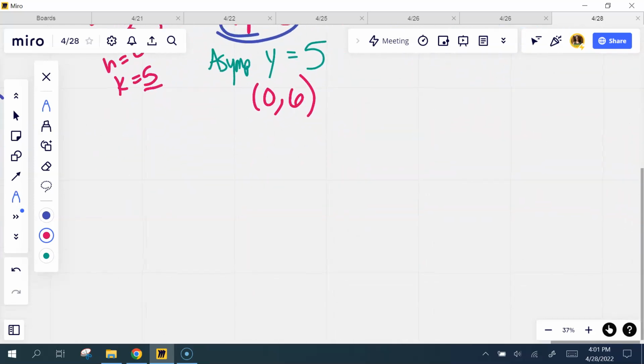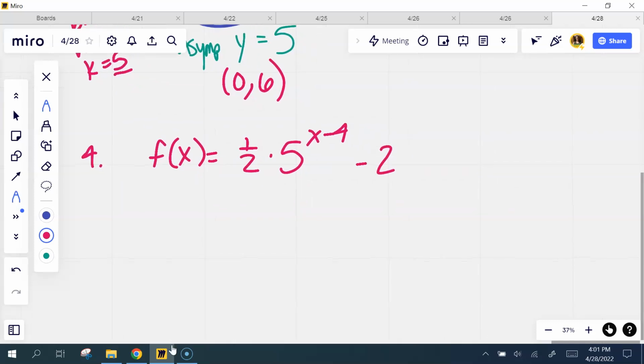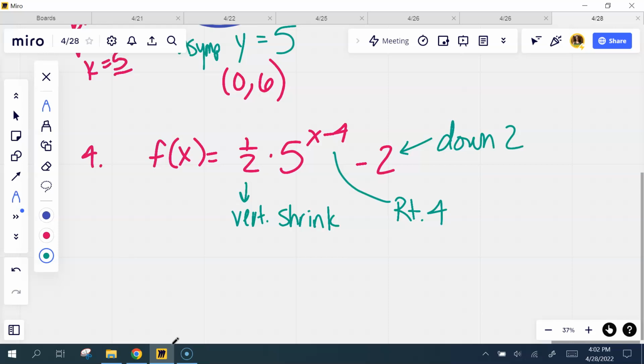I'll do number 4 and leave you with 2 and 3 on your own. 4 is f of x equals 1/2, that's my A, times 5. The 5 tells me that I'm growth again, x minus 4 minus 2. So what's going on here? I have a vertical shrink of 1/2, right? So if you can imagine that graph just being smushed down like you were smushing a cheeseburger. The negative 4 here says that I moved to the right 4. And the 2 tells me I move down 2.